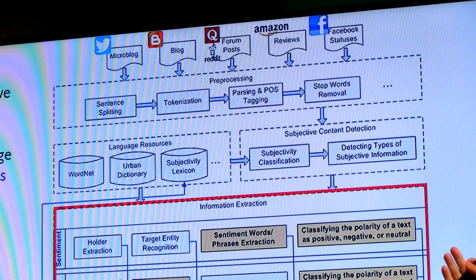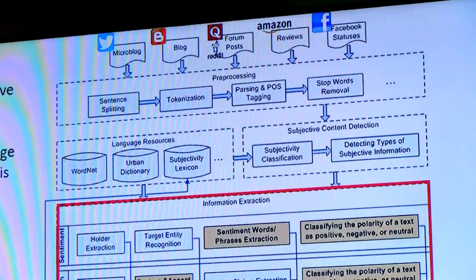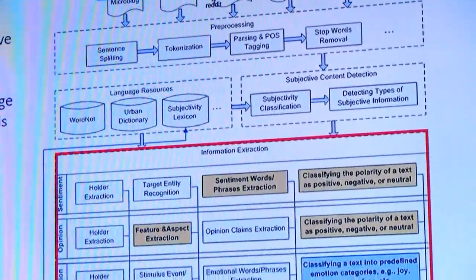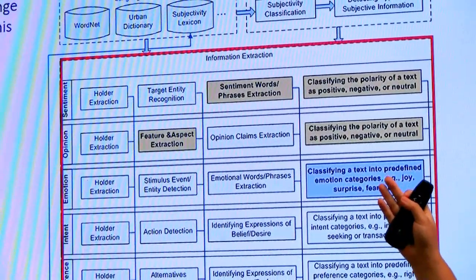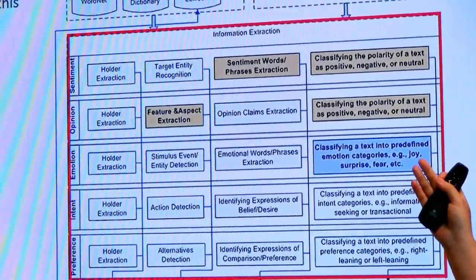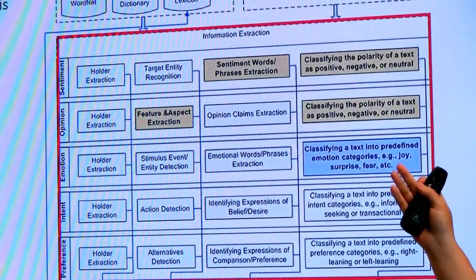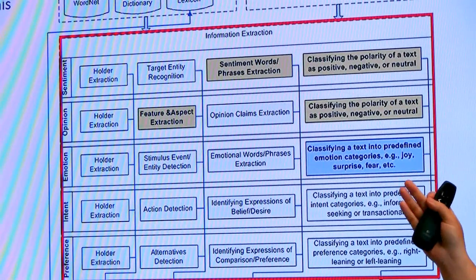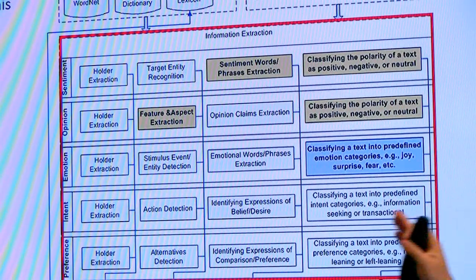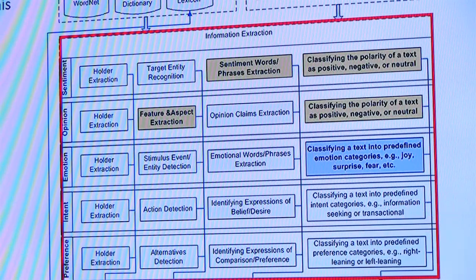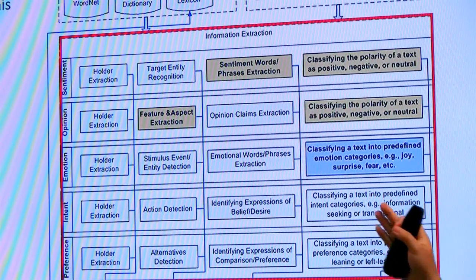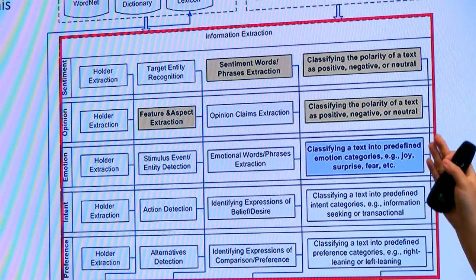For different types of information like sentiment, opinion, emotion, intent, they may need different techniques to extract these four components. For example, for sentiment, the target is usually an entity, like the movie, or brand, or person. So we need entity recognition techniques to identify the target. However, for intent, the stimulus is usually an action, an action the user wants to perform in the future. So we need techniques to identify a future action in the text. For expression, like for sentiment, extract sentiment words or phrases.